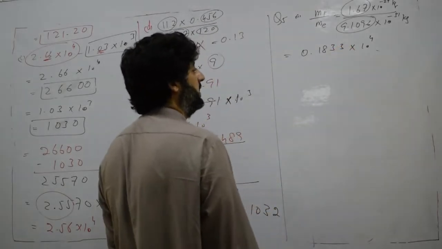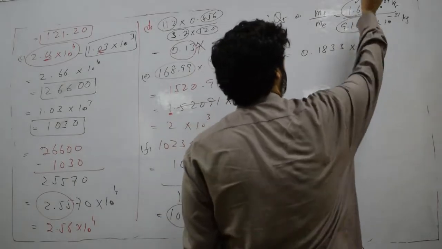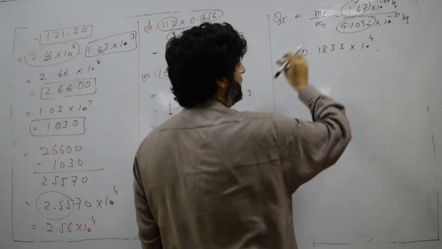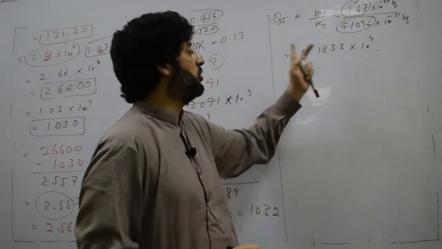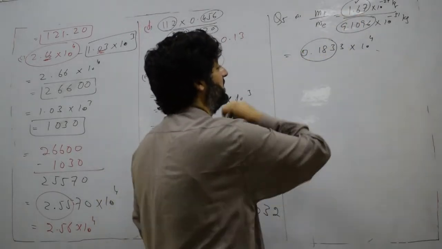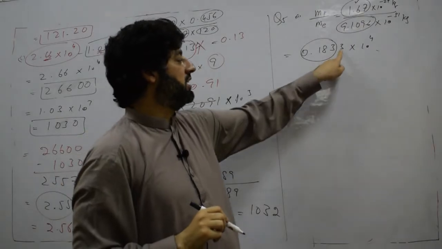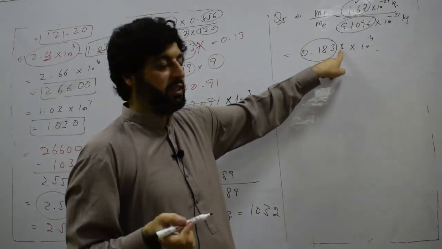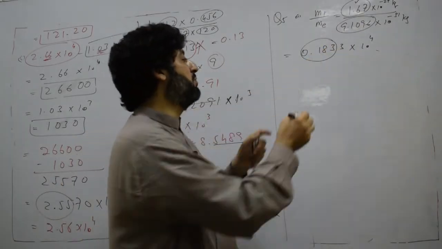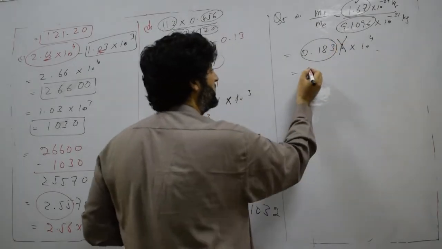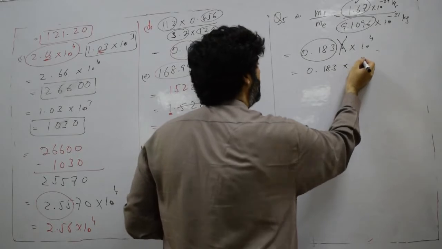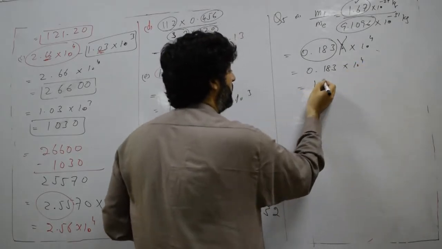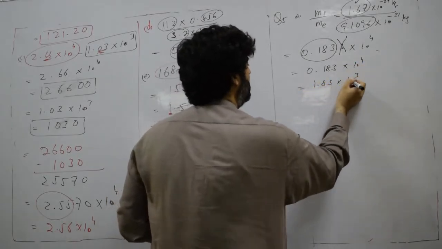Now look here. There are 3 significant digits and there are 5 significant figures. So the minimum is 3, so the answer should have 3 significant figures. This 3 is the last digit, which is less than 5. If it is less than 5, then remove it directly without any change. So its answer is 1.83 into 10 power 3.